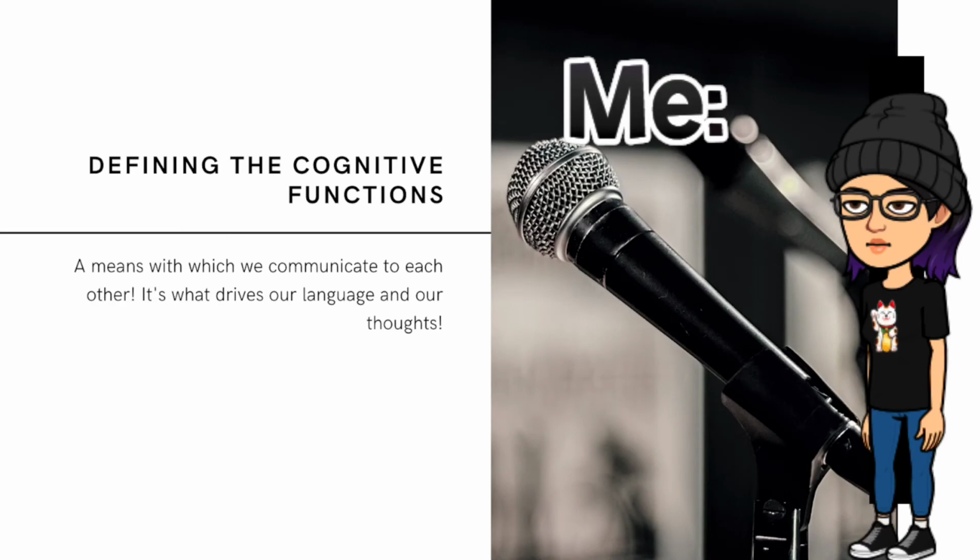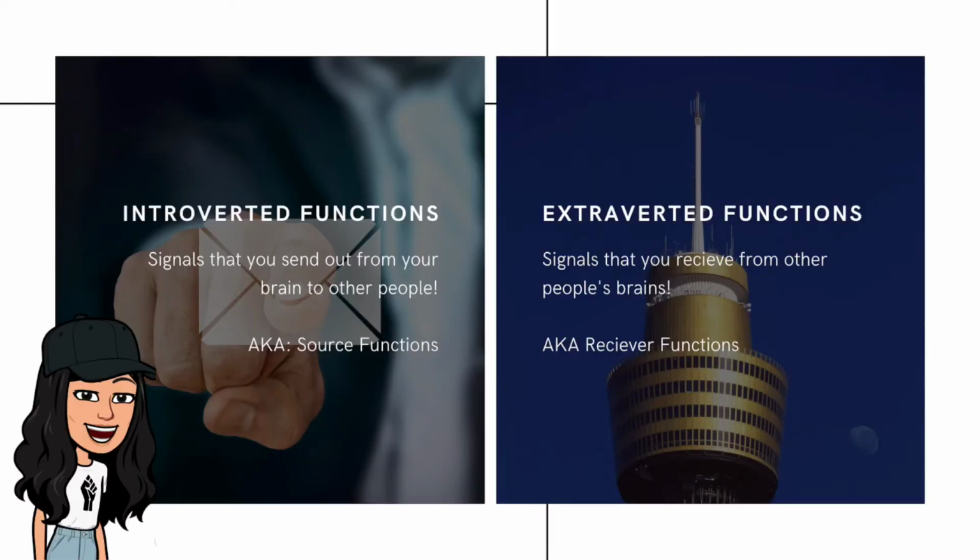A helpful way to think about the cognitive functions is to imagine that your brain is a huge radio tower. We're all constantly sending and receiving signals to and from each other, and it's a major part of the way we communicate. The cognitive functions in this example would be the frequencies that your brain is attuned to receiving and sending. Each function has an introverted and extroverted variant.